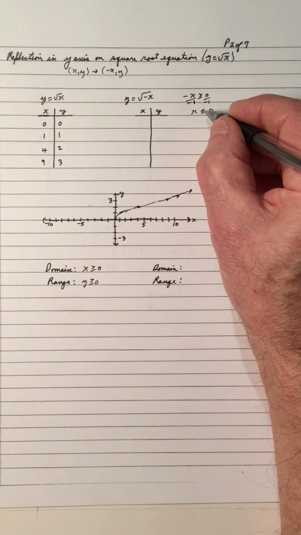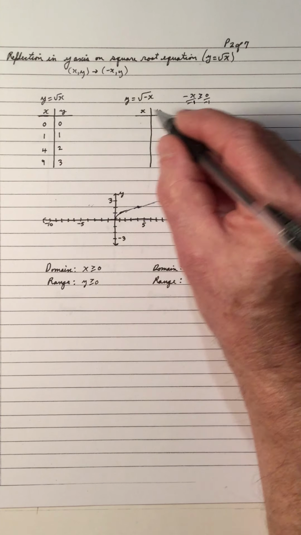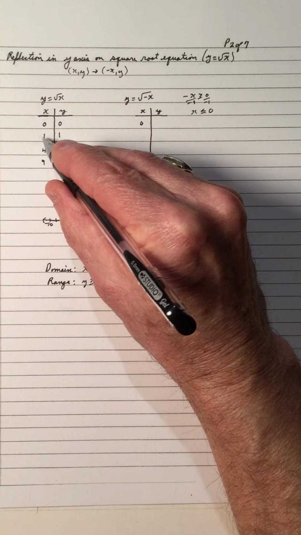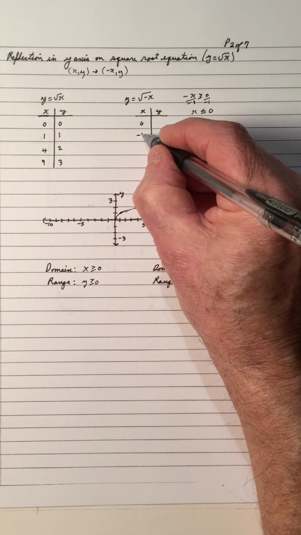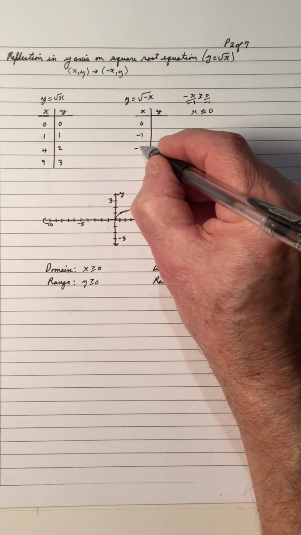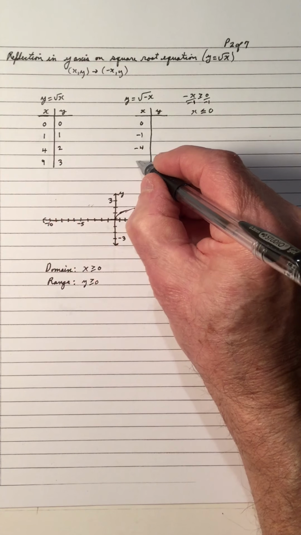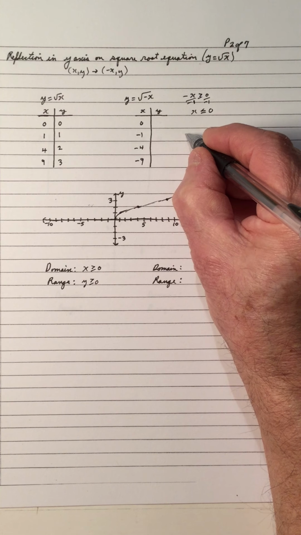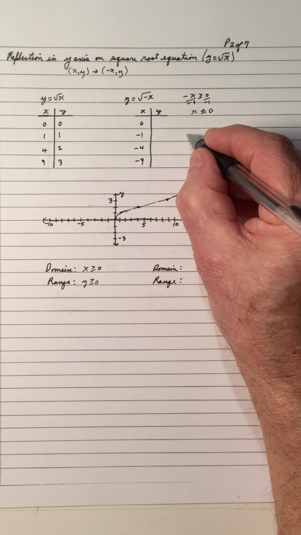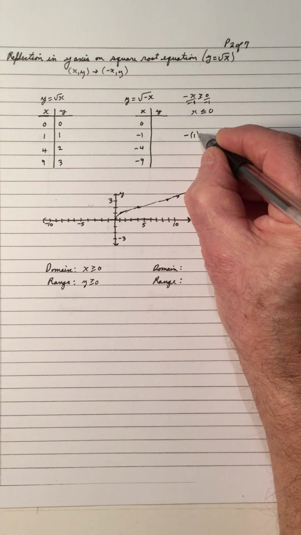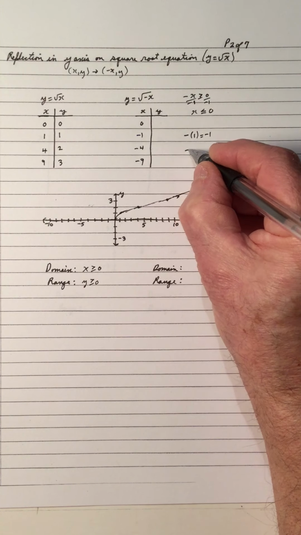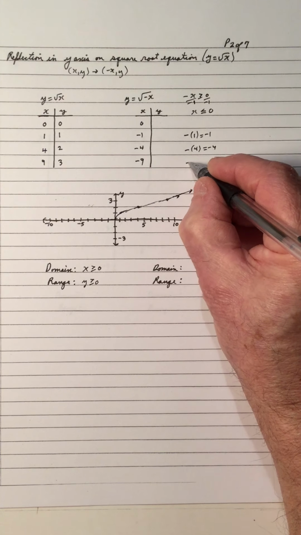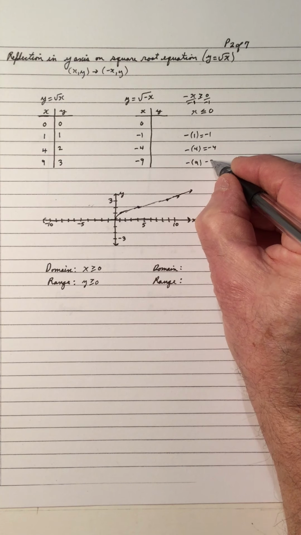So that means we have to look at the x's changed to a negative x. The negative of 0 is 0. The negative of 1 is negative 1. The negative of 4 is negative 4. The negative of 9 is negative 9. And again, just to emphasize that, the negative of 1 is negative 1, the negative of 4 is negative 4, and the negative of 9 is negative 9.